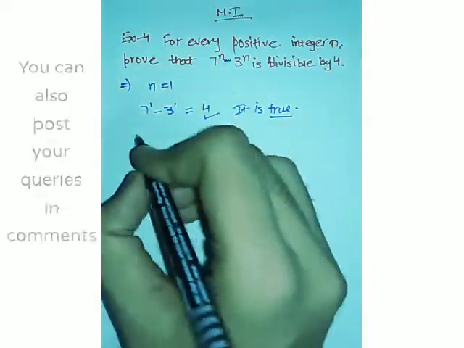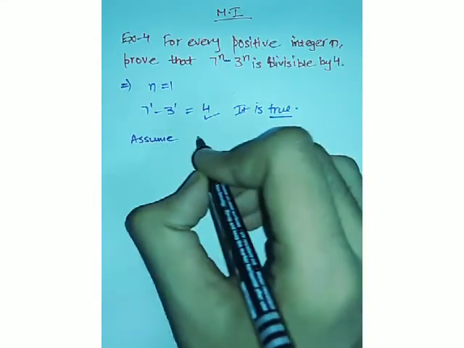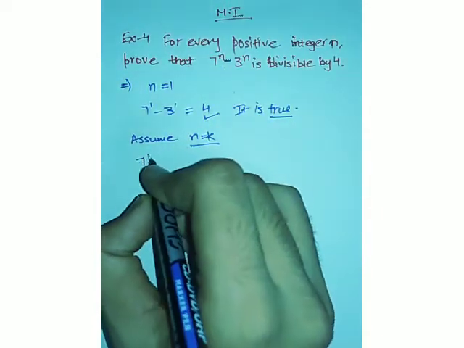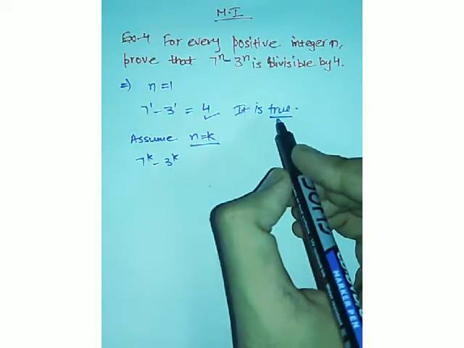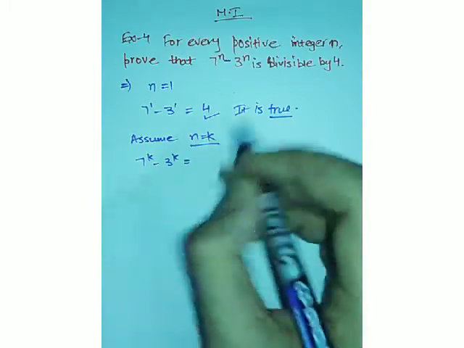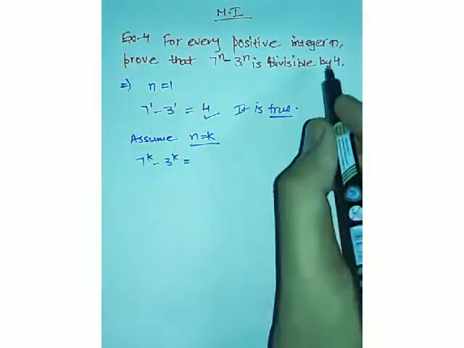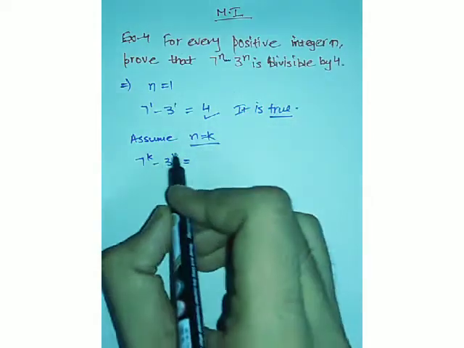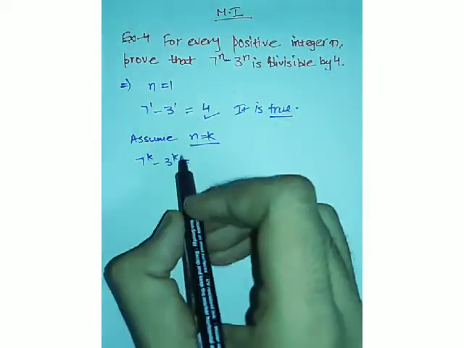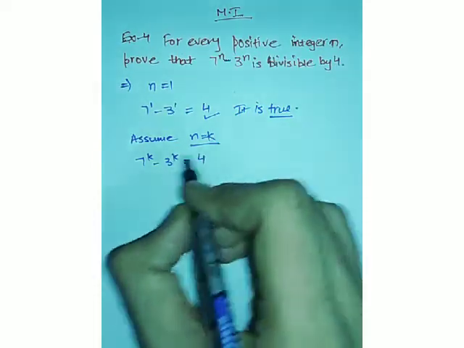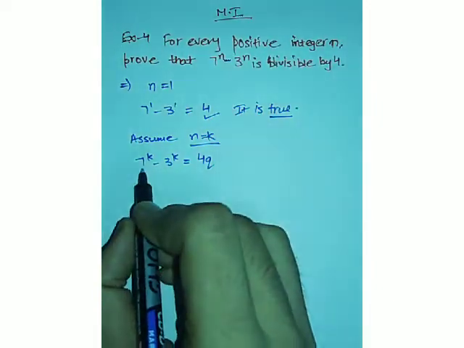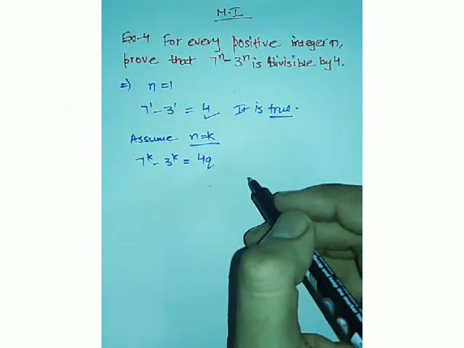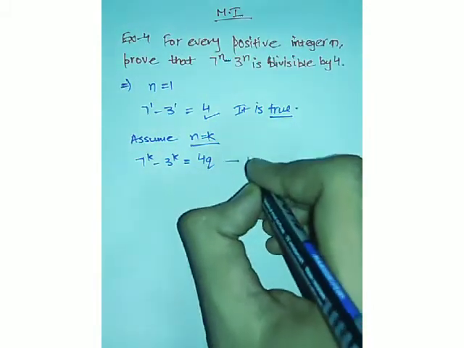Now what was the second step that we have learned? We have to assume that the result is true for n equals k. So put n equals k: 7 raised to power k minus 3 raised to power k. Now in the previous sums, we always got an equation that left hand side equals some right hand side, but here we have no equation, so we will make one on our own. We have assumed that 7 raised to power k minus 3 raised to power k is true. This means it is divisible by 4. So if it's divisible by 4, then we can write it as a multiple of 4. So we can write 7 raised to power k minus 3 raised to power k is equal to 4q, which means that this is some multiple of 4, or this is divisible by 4. So this will be our first equation.